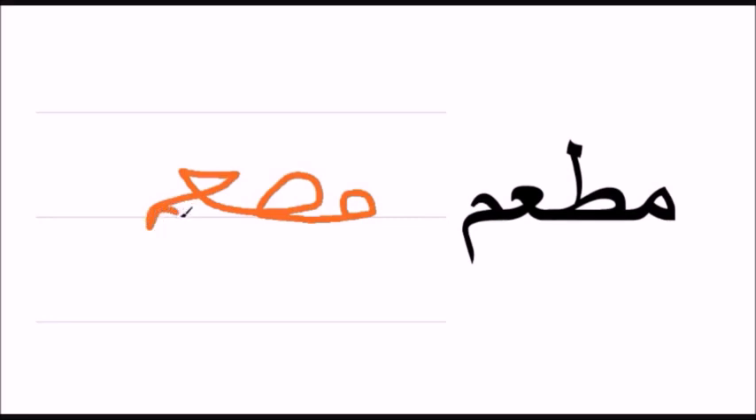The word mat'am, which means restaurant, is written with one continuous line. We start with the letter mim, then ta, and then we trace the letter ayn, and finish with a final mim. Ta has a line. And here we have the word mat'am.